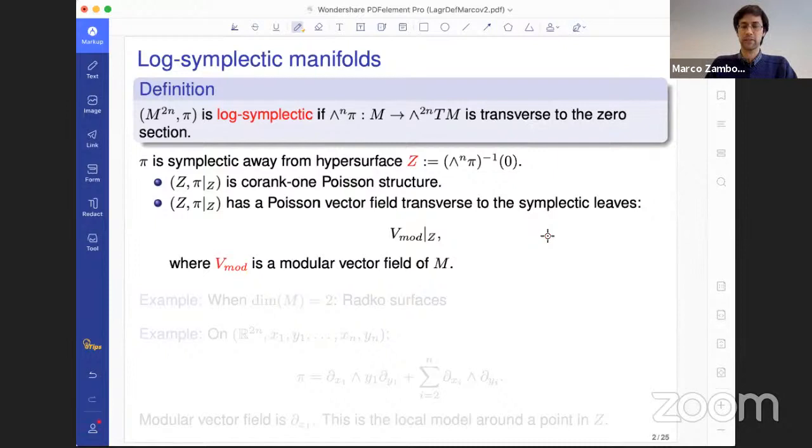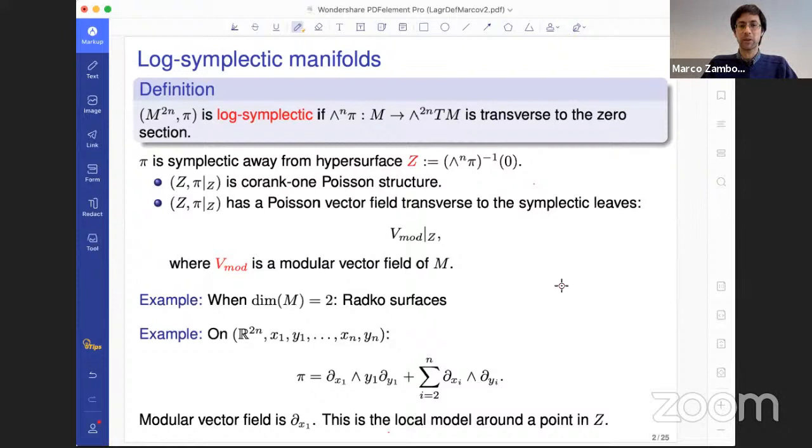A couple of examples, and I will try to draw one. When the dimension of the manifold is 2, log-symplectic manifolds are also known as Radko surfaces, because Olga Radko introduced them in her thesis around 2002, I believe. This is a concrete example in coordinates on R^n, and it turns out that it's also the local model near a point in the hypersurface. They all locally look like this.